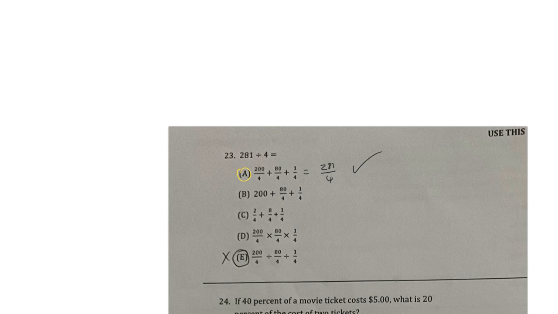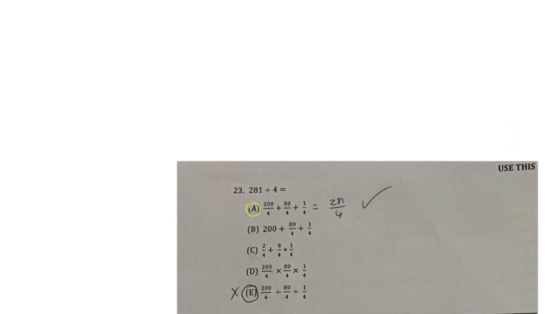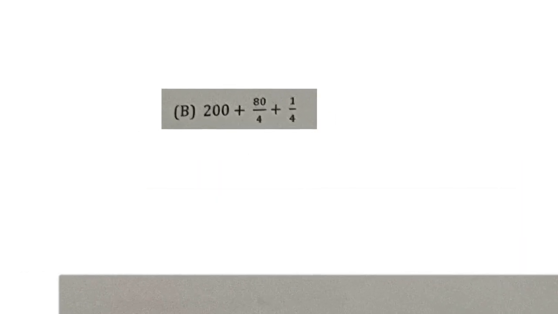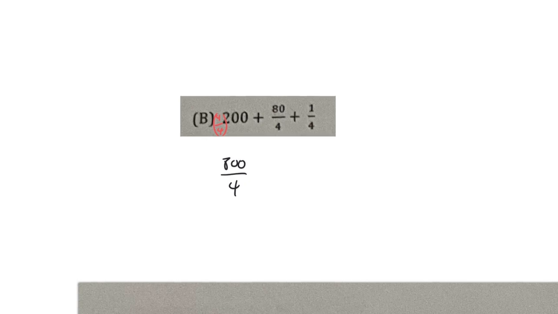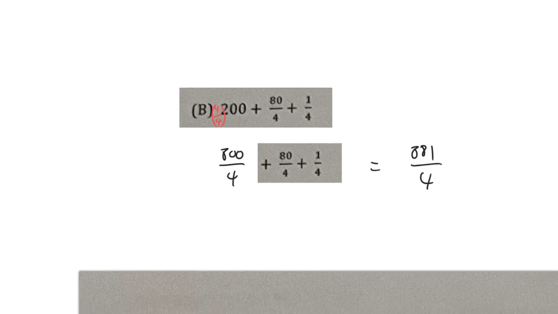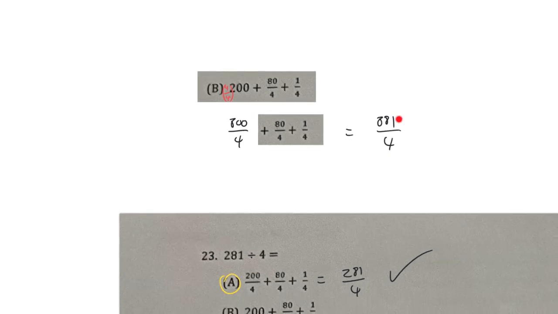So that's the answer. Obviously, it might be good to look at some of the other problems and see why the other problems are not the answer. So looking at answer choice B, that is going to be a matter of getting a common denominator next to that 200 by multiplying it by 4 over 4. And that's going to give us, looks like that would be 800 over 4, plus everything else. So that is going to turn into 881 over 4, and that is not, that's kind of like saying 881 divided by 4, whereas this is saying 281 divided by 4, so that would not work.